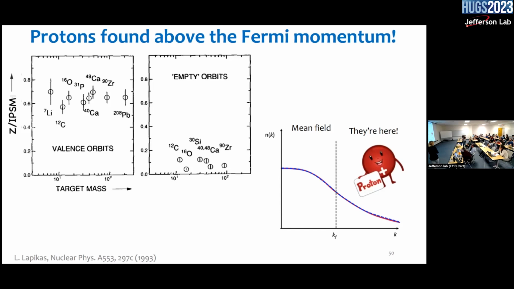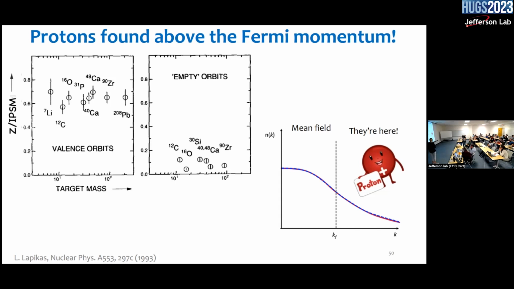So the vertical axis over here, you can think of as the proton density in the nucleus. And then this peak right here is our Fermi momentum. Prior to this kind of measurement, we expected that nothing should be above the Fermi momentum. We would think that we wouldn't see any protons in those orbitals above there, but they actually are. They're occupying higher states.